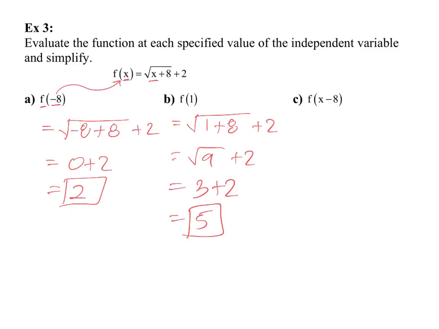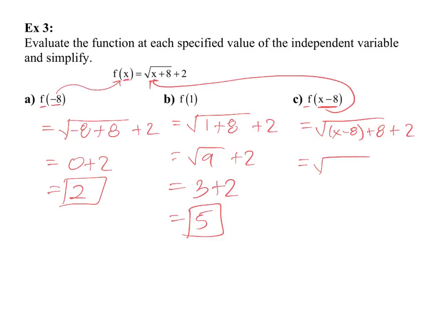And part C. This particular type of function being evaluated with this value here tends to be a little confusing for students, but this is all you're doing. I'm taking this value and substituting it in for x here. So I have square root of x, which in this case I'm substituting in x minus 8, and it's plus 8 plus 2. So the square root of x minus 8 plus 8, these cancel, so I have x plus 2. And that's it. Going on to the next example.